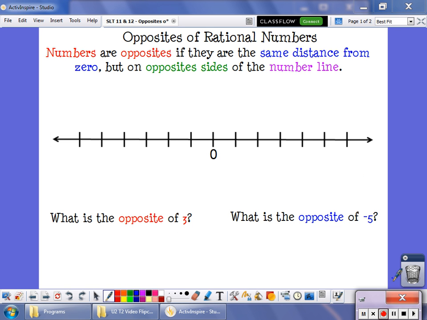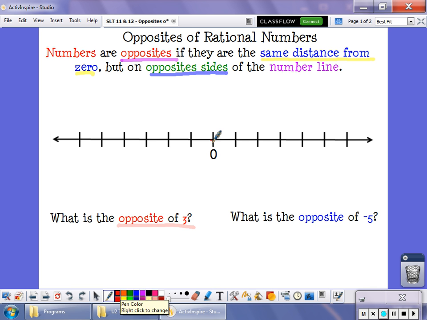Today we're going to look at the opposites of rational numbers. Numbers are considered opposites if they are the same distance from zero, but on opposite sides of the number line. So what you want to look at is where you are starting and how far away from zero it is. If this is my situation, what is the opposite of 3?